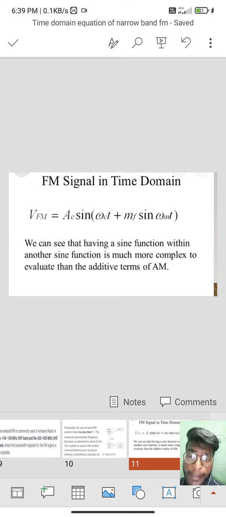FM signal in time domain, the equation is given as VFM equals Ac sin(omega c t plus mf sin omega m t). We can see that having a sine function within another sine function is much more complex to evaluate than the additive term of the AM signal.